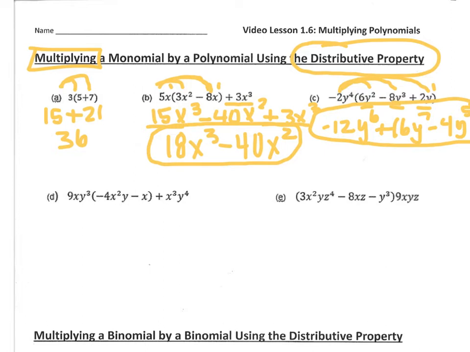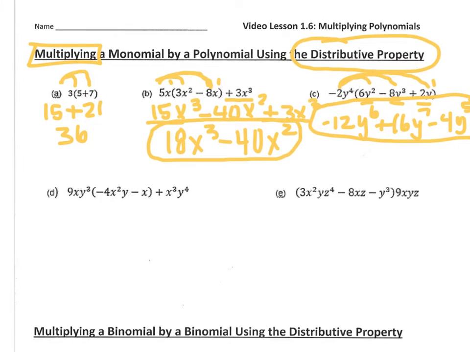Okay, this next one has 9x to the first, y to the third. We have to multiply that by 2 terms inside these parentheses, and once we're done doing that, we will add on this last term here. Let's start with 9x to the first, y to the third, times negative 4x squared, y to the first. 9 times negative 4 is negative 36. X to the first times x squared is x to the third. Y to the third times y to the first is y to the fourth.